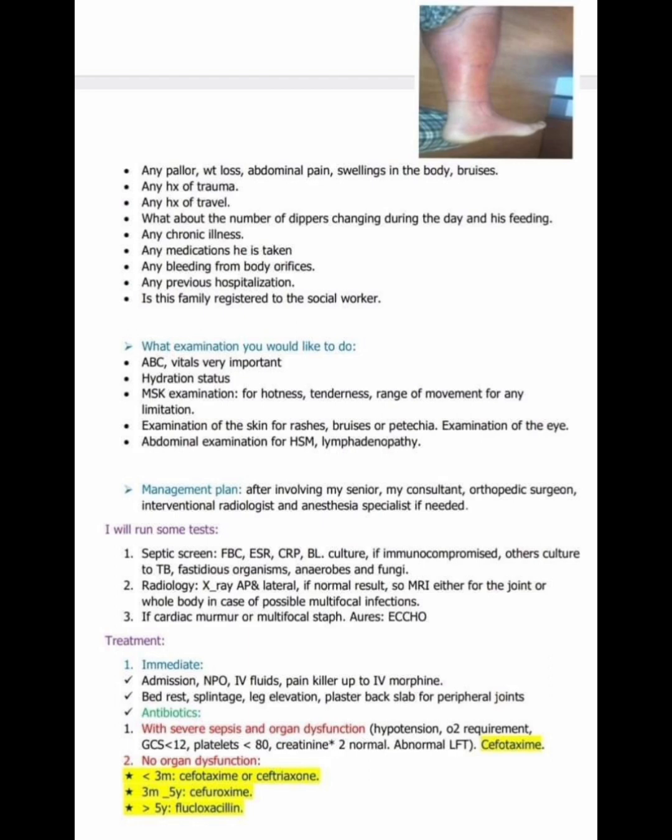Now, what is the management plan? So, the management plan is after involving my senior, my consultant, orthopedic surgeon, interventional radiologist and anesthesia specialist if needed. Then I will run some tests. These are number 1, septic screen.